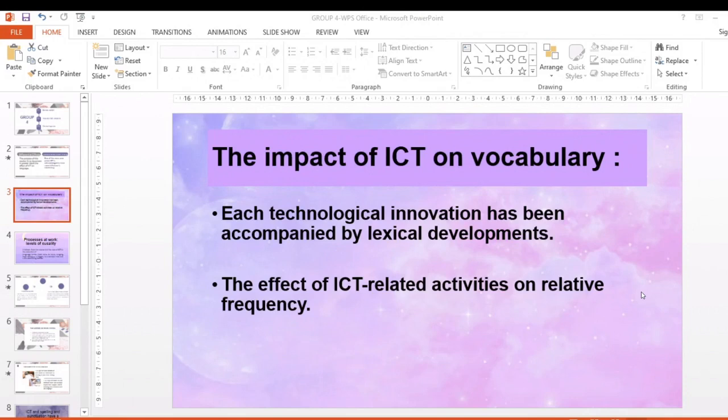The effect of ICT-related activities on relative frequency, for example mouse, file, and directory. Technology intersects with sociopolitical and economic realities to produce instances of language change that reflect and enhance asymmetrical power relationships.